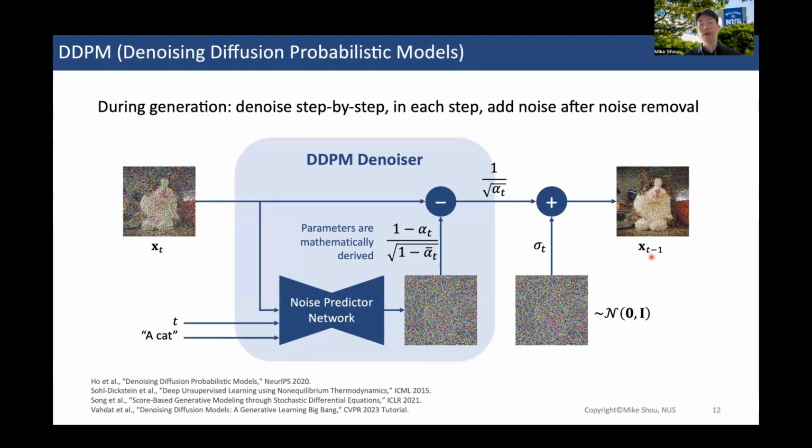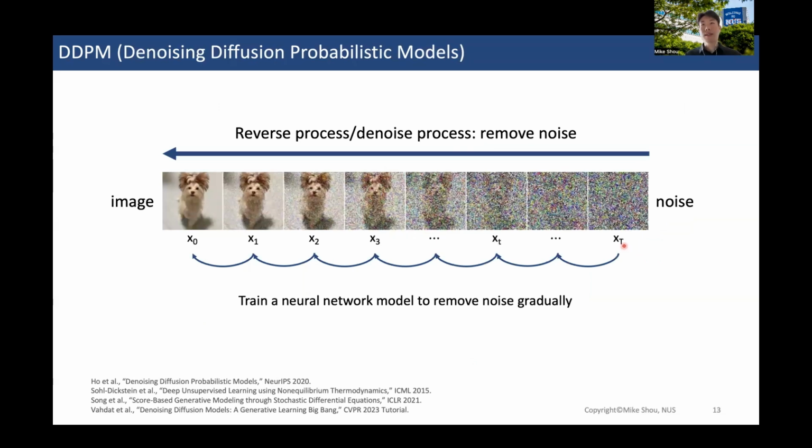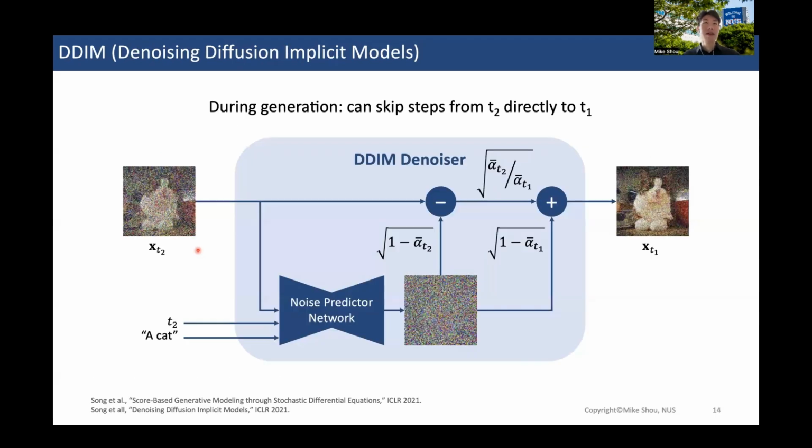So the DDPM denoiser goes step by step from XT to XT minus 1, and so on and so forth, and then to X0. Typically in practice, it would require a few hundred steps to generate just one single image. So you can imagine it's definitely not ideal. It could take a lot of time. So can we speed up? Basically, can we skip some steps during the denoising process? Of course, this brings us to another very famous diffusion model, which is called DDIM.